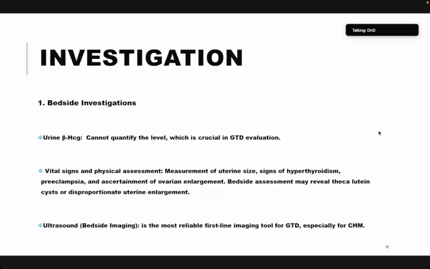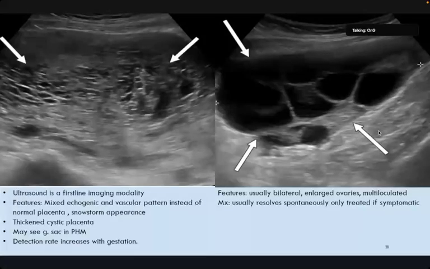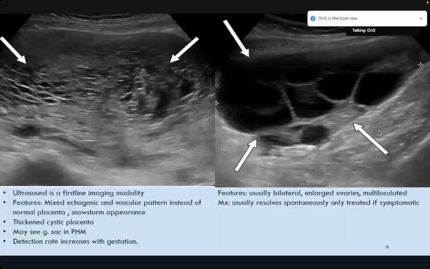Now, in terms of investigation, the bedside investigation obviously is your urine HCG to check if indeed the patient is pregnant. You also need to exclude all the other symptoms that they may present with, so you assess the patient fully. But the key diagnostic tool is your ultrasound, which will help in knowing whether there is a hydatidiform mole or not.